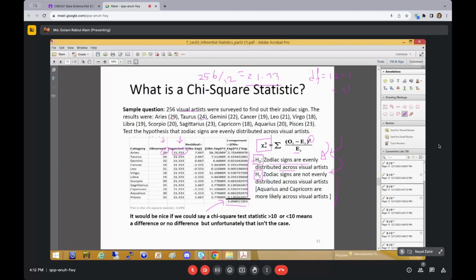It means we have to reject our hypothesis, that is the alternate hypothesis: zodiac signs are not evenly distributed. So we may think that Aquarius and Capricorn are more likely in visual artists. That means this statement is not true, because the test is actually not significant. So we cannot say this. Okay? So we should accept the null hypothesis, or in other words, we should not reject the null hypothesis.